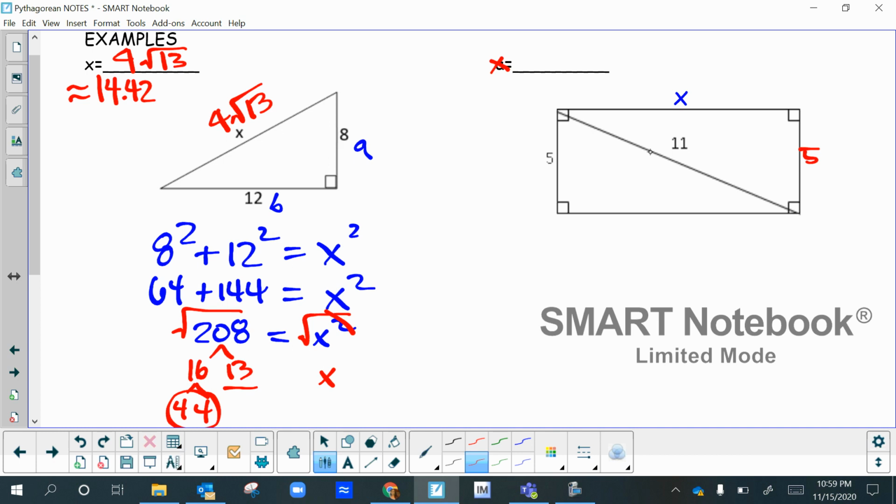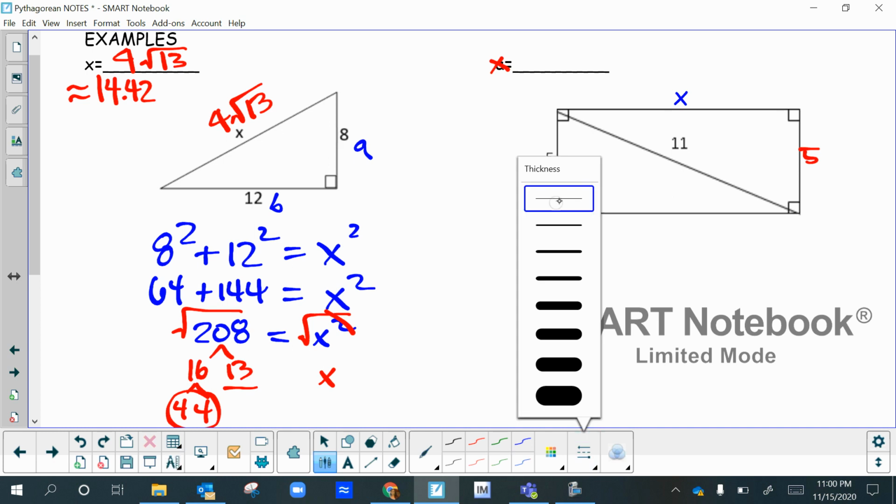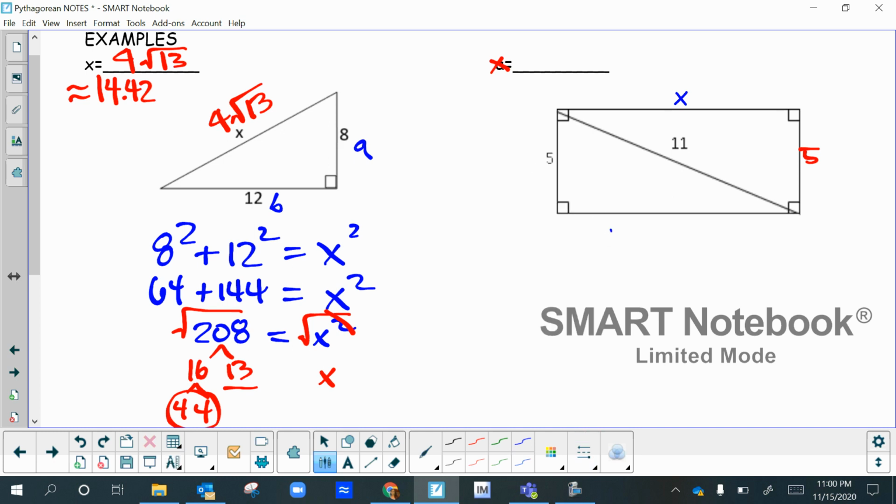Now, one thing you have to notice is that they gave us the hypotenuse. What a lot of students do, they'll quickly just do this. Okay, and that is incorrect because the 11 does not represent a leg. So make sure you realize that. All right, so how do we do this type of problem? We're going to do 5 squared plus x squared equals 11 squared.